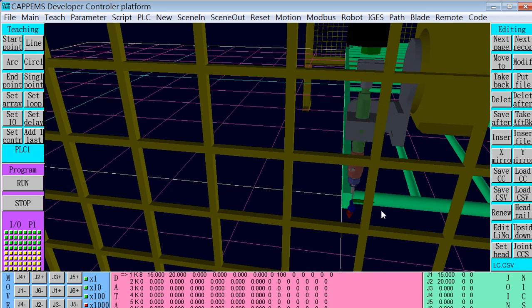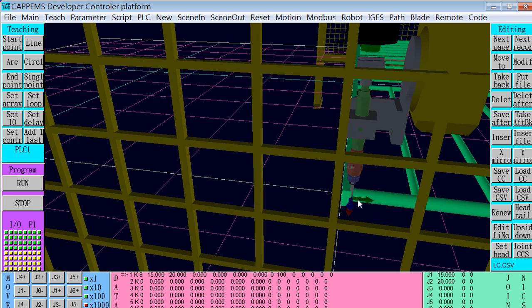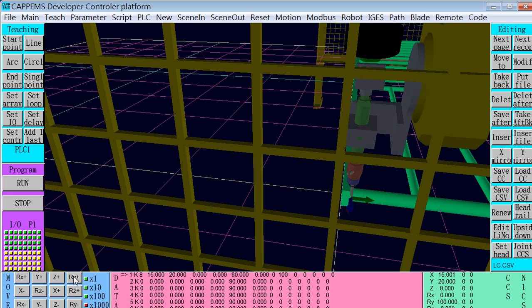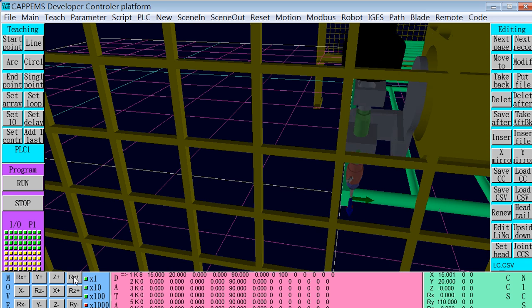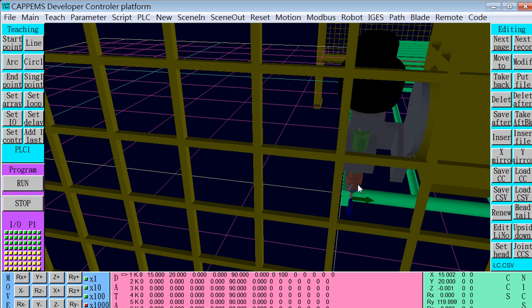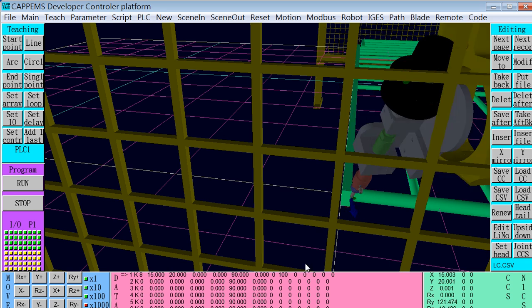We turn RY 30 degrees. Cartesian coordinates RY 30, RY plus 10, 20, 30, and then turn along RZ negative once. Okay, this is the welding pose of these points.